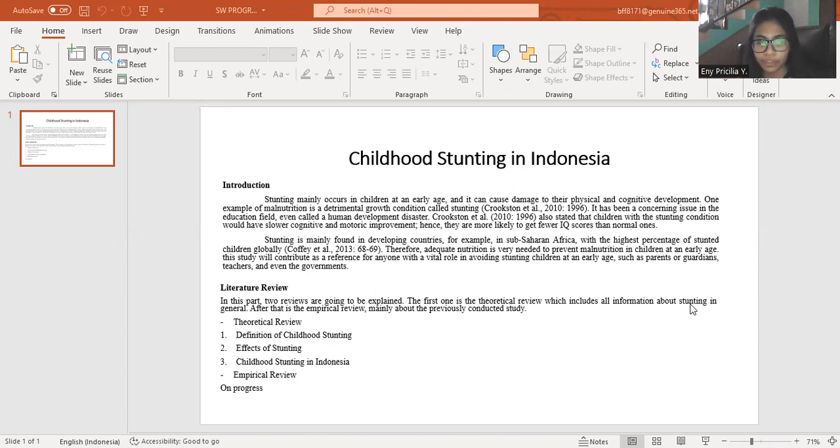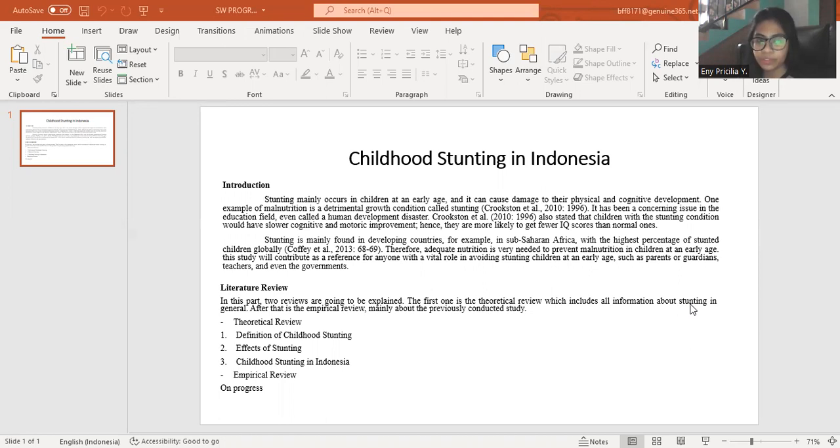So there are two parts that I've been working on in this literature review. The first one is the introduction, and the second one is the literature review, which includes the theoretical review and the empirical review. So I'm choosing this topic because stunting has been a concerning issue in most developing countries, including Indonesia.